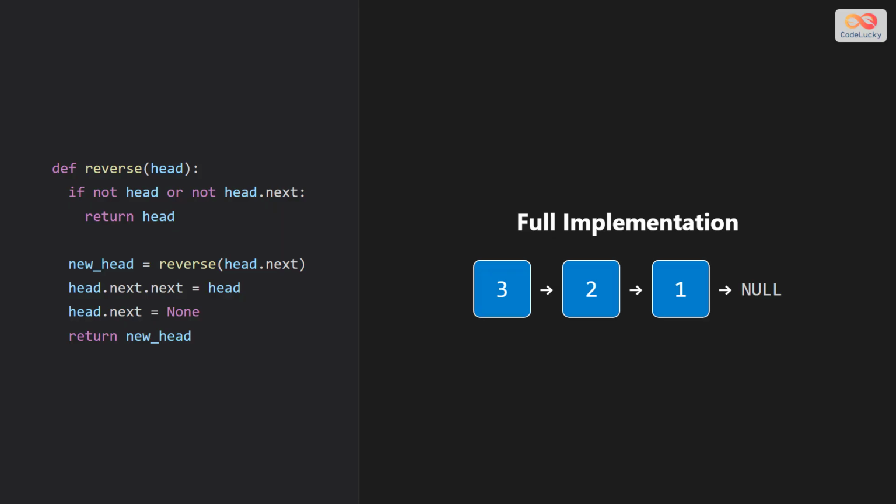Putting it all together, here is the complete Python code. We handle the base case, make the recursive call to get the new head, reverse the pointers for the current node, and finally return the new head up the stack.